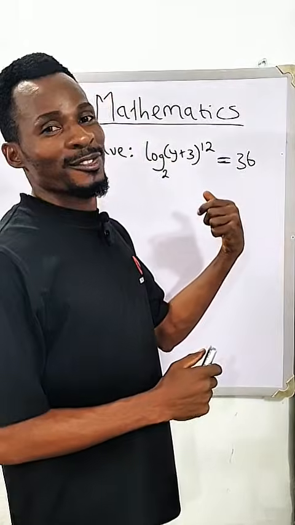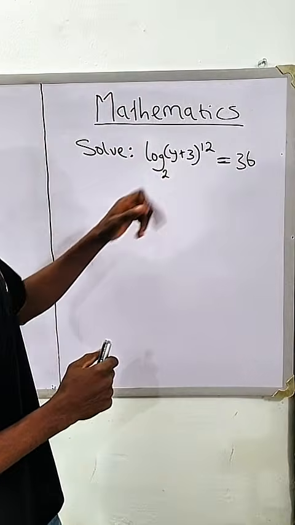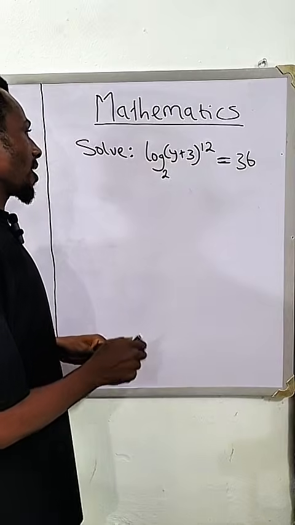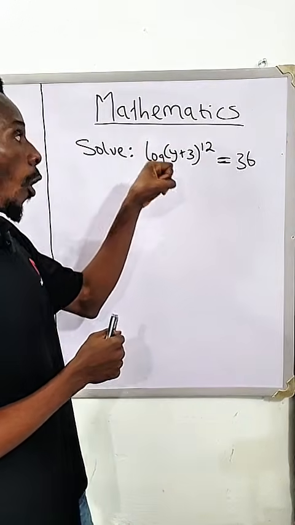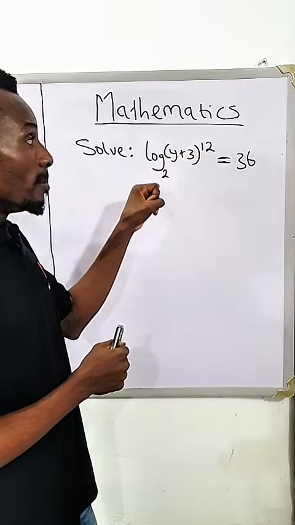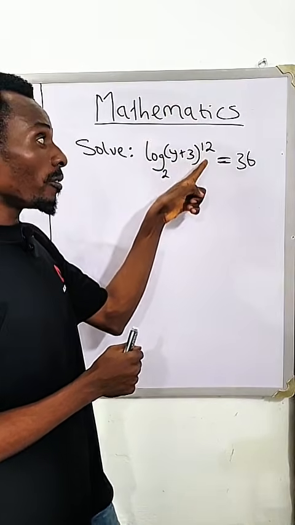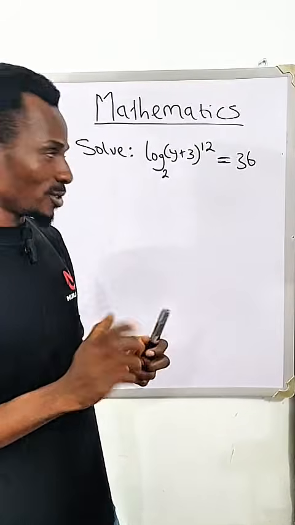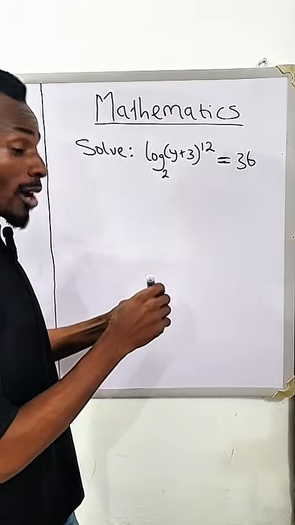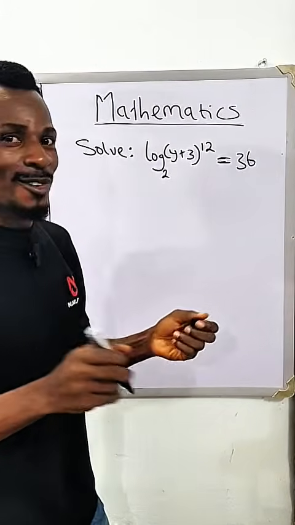Okay, so let's solve this simple math question again. Look at the question: solve log base 2 of (y plus 3) raised to the power of 12 equals 36. Okay, this is very, very simple. Just watch. I know you can solve it, but let's solve it together.